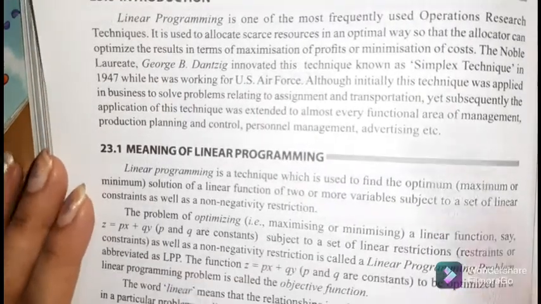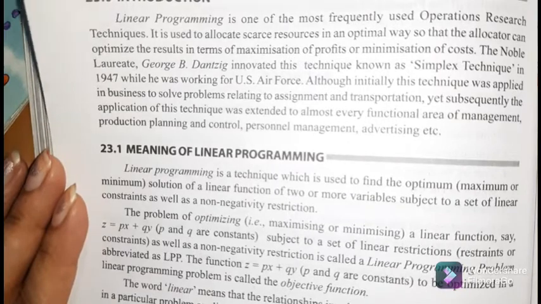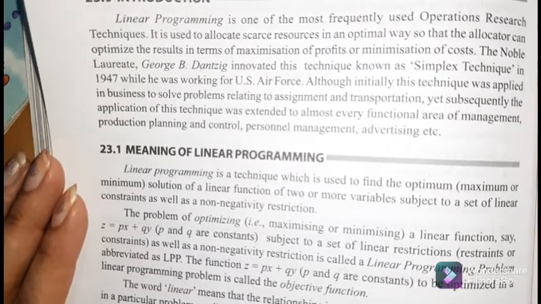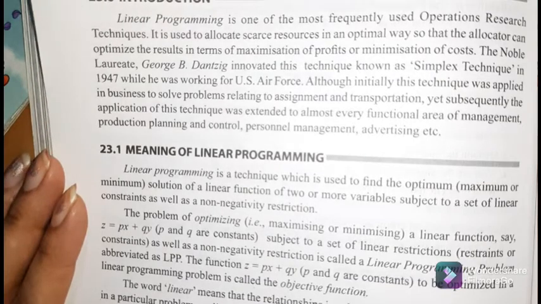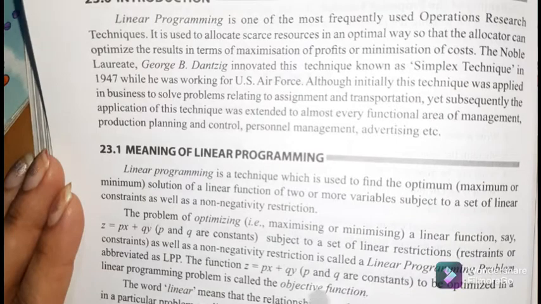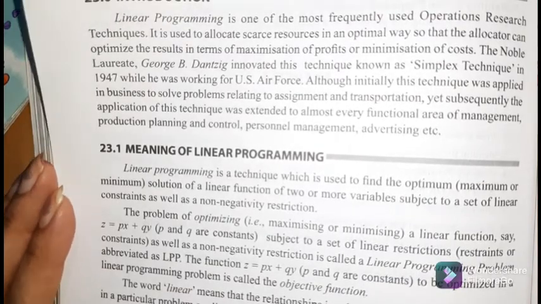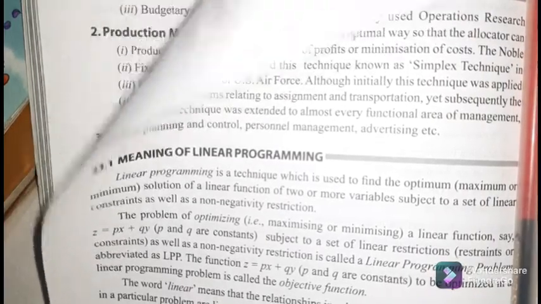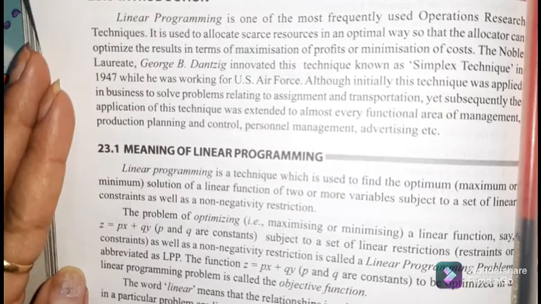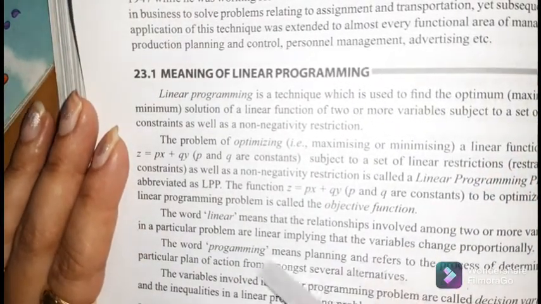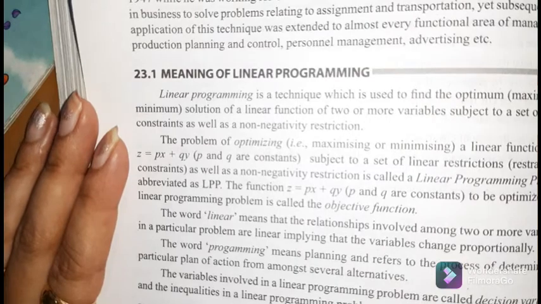Okay, the word linear means that the relationships involved among two or more variables in a particular problem are linear, implying that the variables change proportionally. Means why do we use the word linear? Because the relationships among the variables are linear. And programming means it is a process or plan to determine how we should use that resource. Okay, that is why the whole thing is called linear programming.